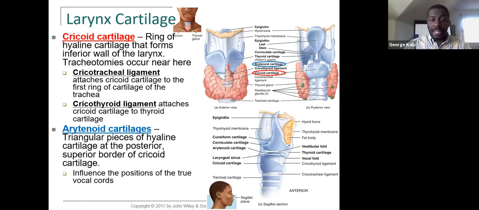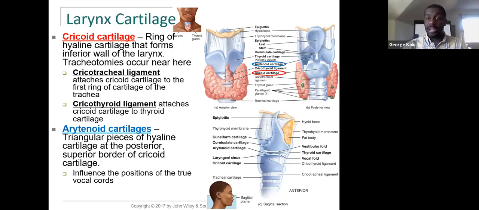The last piece of cartilage we're going to be talking about is the arytenoid cartilage. The arytenoid cartilage are these two little pieces of triangular cartilage here. These little pieces of cartilage are going to be important because when they move, they're going to be able to influence the way your vocal cords are positioned. Okay, and that's going to create different acoustics to your voice.